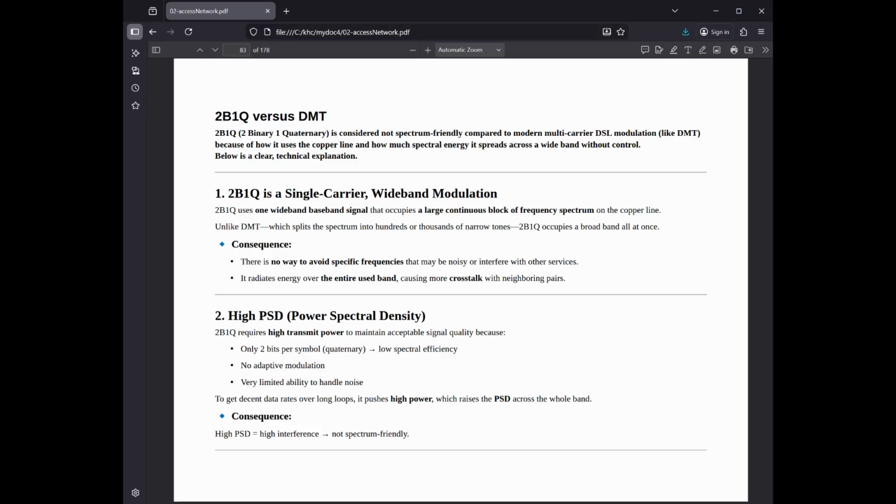Weaknesses: it is a baseband signal, meaning it occupies the same low frequencies as traditional voice. It is also vulnerable to noise that affects the entire frequency band. If a specific frequency is blocked by interference, the whole 2B1Q signal suffers.